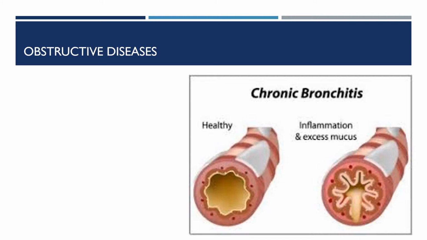Now let's take a look at obstructive diseases. So this is bronchitis. Bronchitis is an obstructive disease of the respiratory system. It can be broken down into bronch, referring to the bronchus and the bronchioles, itis, inflammation. So in this case, the bronchioles and the bronchi become inflamed.